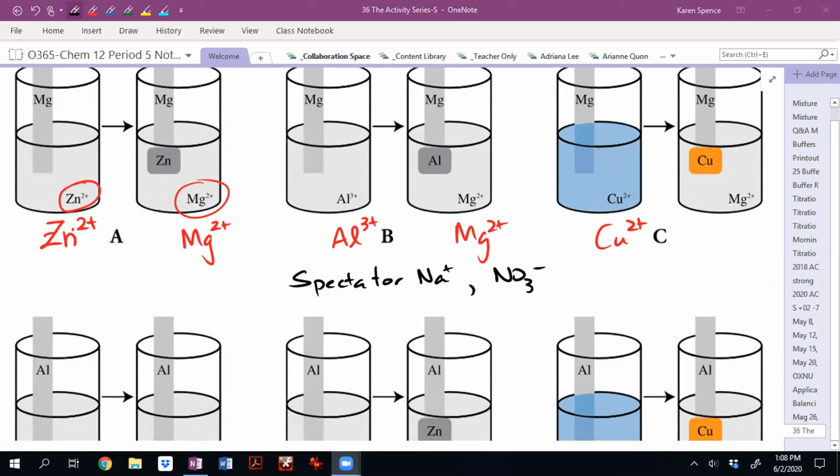Is my spectator more likely to be sodium plus, or is it more likely to be nitrate? So if I wanted to have, say, copper 2+ ions, who would be paired up with it as a spectator ion? Seriously? Nobody?